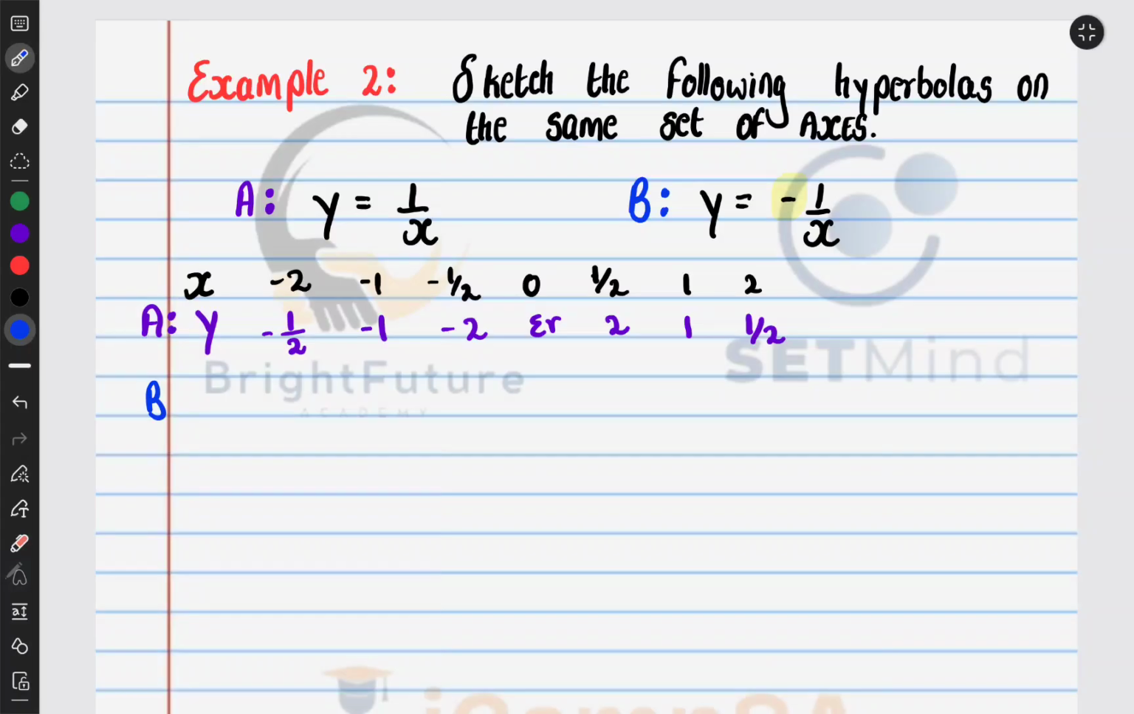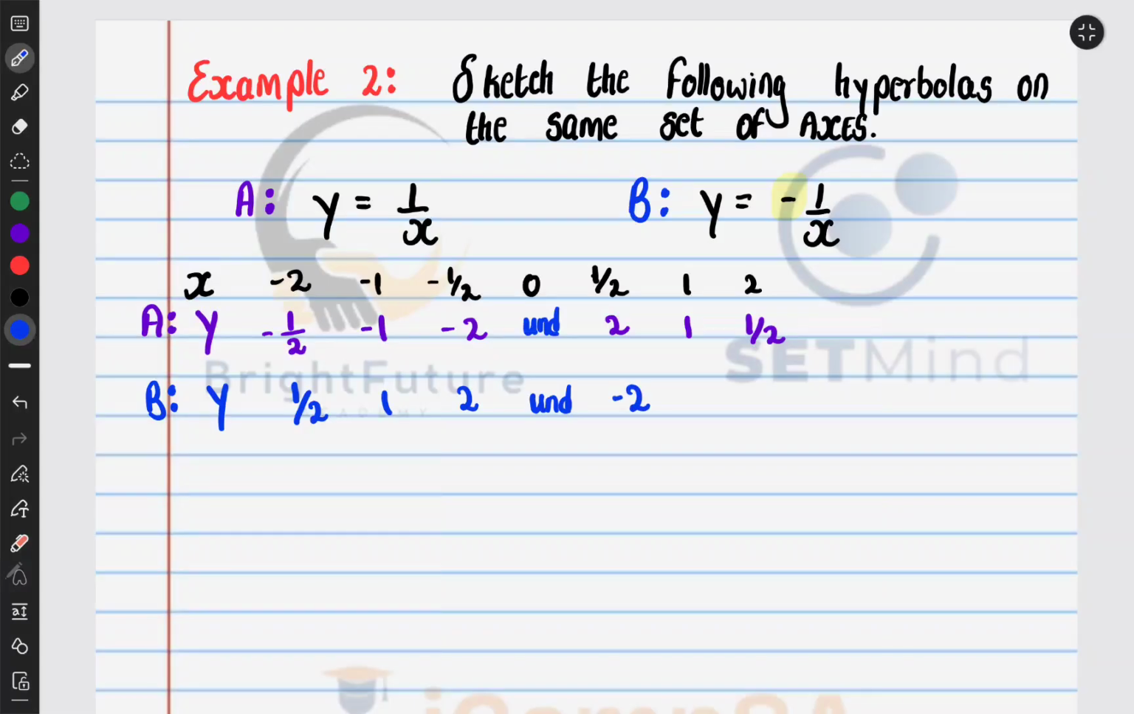We have -1 over -2. That is gonna be a positive half, just 1 over 2, and then -1 over -1 is just gonna be 1. -1 over -half is just gonna be 2. We have an error there at 0. We can't divide by zero, so it's essentially undefined. You can either write an error or undefined, and then we have -1 over -2.